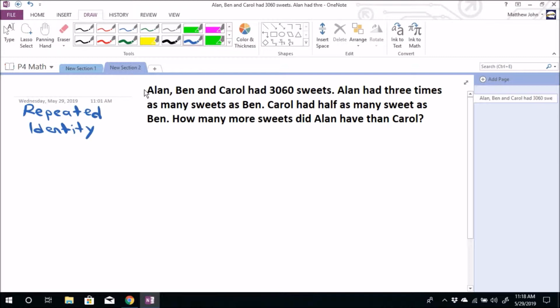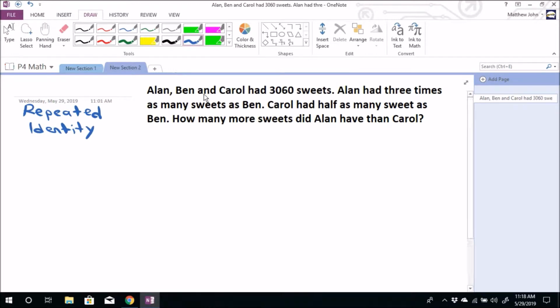So today we're going to look at this concept called the repeated identity concept. It is called as such because in the question, one of the persons will be compared twice. So let's read the question and find out who is being compared here.